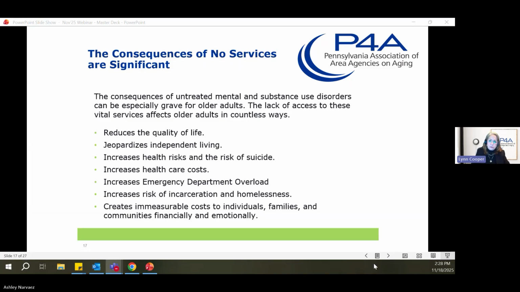We're having major problems for our older adults with emergency department overload and the crowding that exists in emergency departments, because we'll have an older adult that ends up there, and then they try to find a placement somewhere for that person to get the care they need, and they have a lot of trouble making that happen.